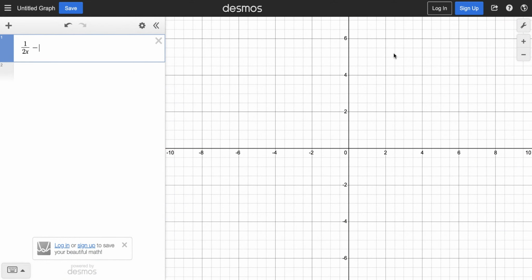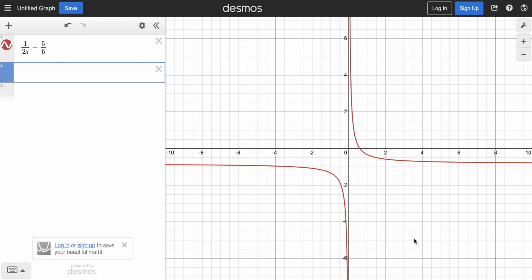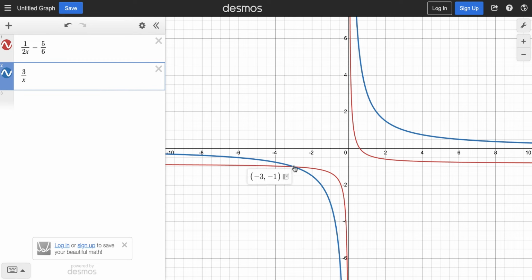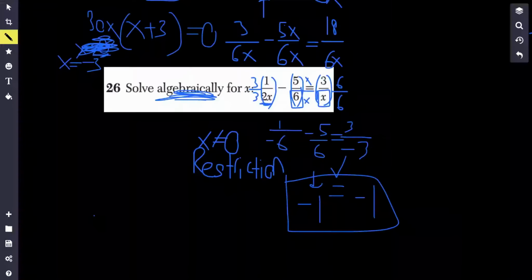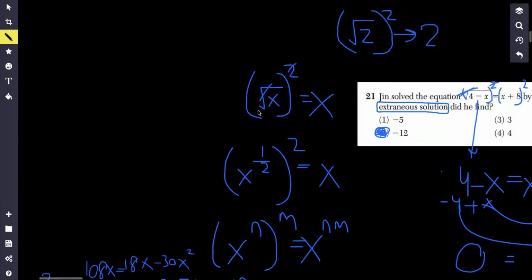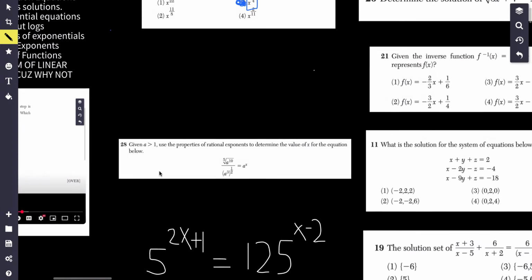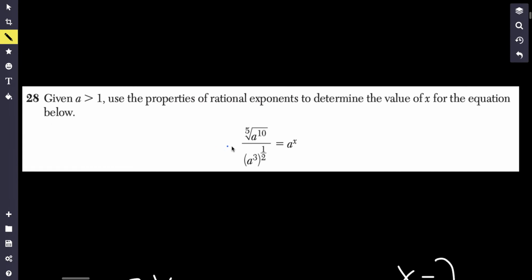So minus 5 over 6, and then this is going to be equal to 3 over x. And notice how it has an intersection point at x is equal to negative 3, meaning that we have the correct answer. Okay. So, all right, this one you just have to use your rational exponent properties.